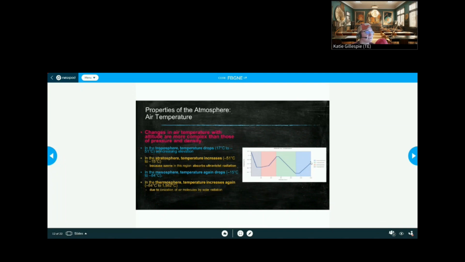Again, kids get this really mixed up, or they miss questions because they think they're going back to thinking of layers of the earth. But this part, the temperature is very different. Pressure and density are not, but air temperature is, and they alternate.